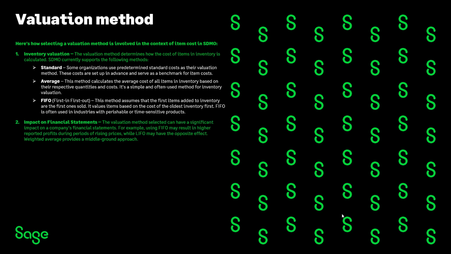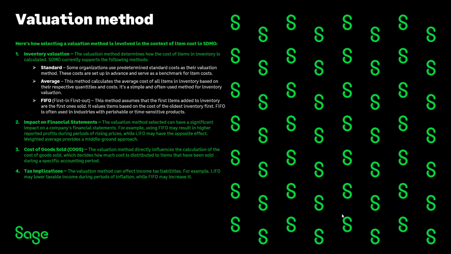Second, impact on financial statements. The valuation method selected can have a significant impact on a company's financial statements. For example, using FIFO may result in higher reported profits during periods of rising prices, while LIFO, or last in, first out, may have the opposite effect. Weighted average provides a middle ground approach. Third, cost of goods sold. The valuation method directly influences the calculation of the cost of goods sold, which decides how much cost is distributed to items that have been sold during a specific accounting period.